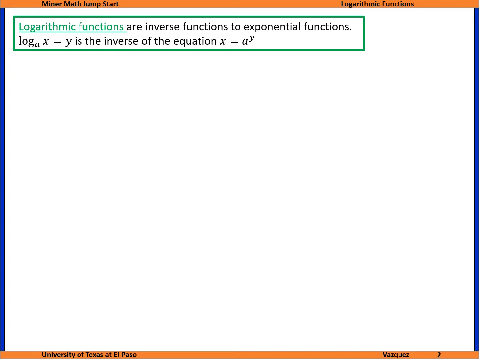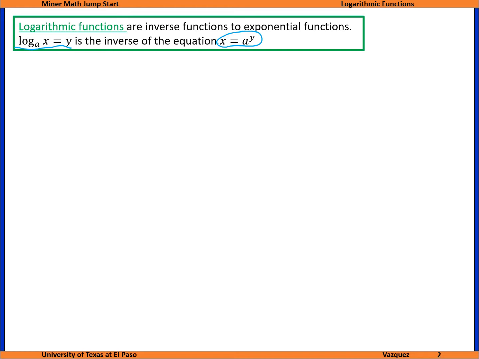And as you can see here, let's choose a blue pen for this one. Log base a of x equals y. That's the inverse of x equals a to the y. This is an exponential over here. It's a rough definition, and just a note to understand why we're looking at these. All right, these are related to exponential functions.